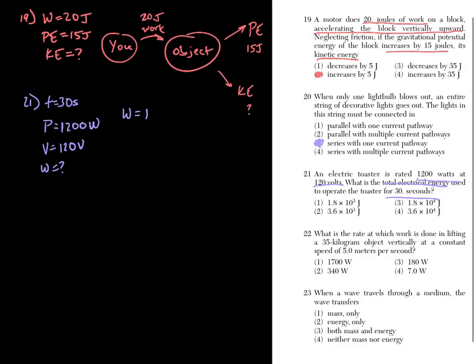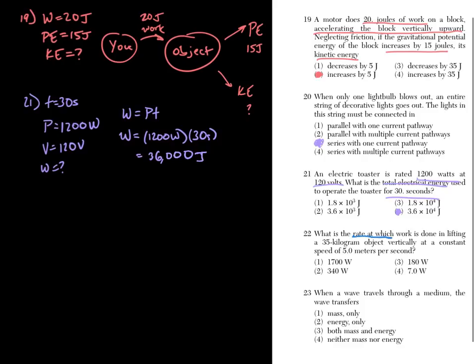because work is just power times time. So 1200 watts times 30 seconds, that's 36,000 joules. And that's choice 4. Choice 4 is the answer. Be careful, it's not choice 2. That's 3,600. Number 22.